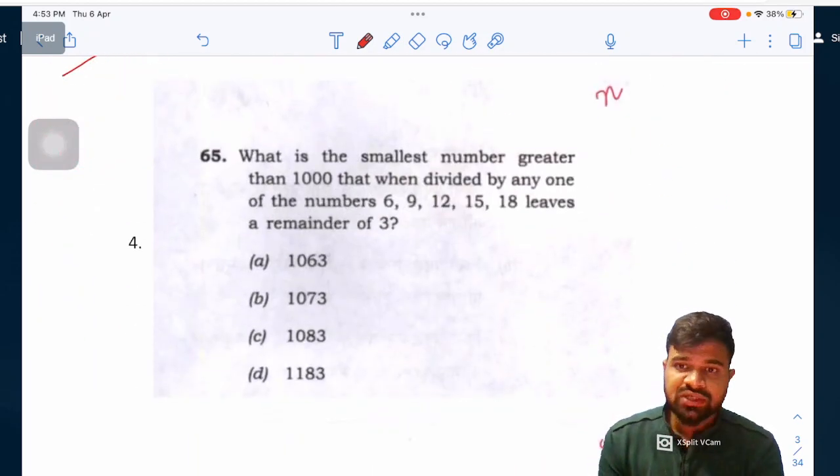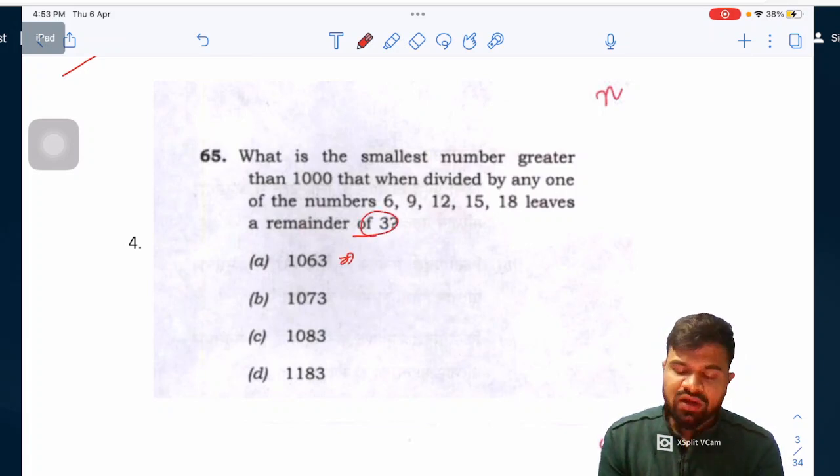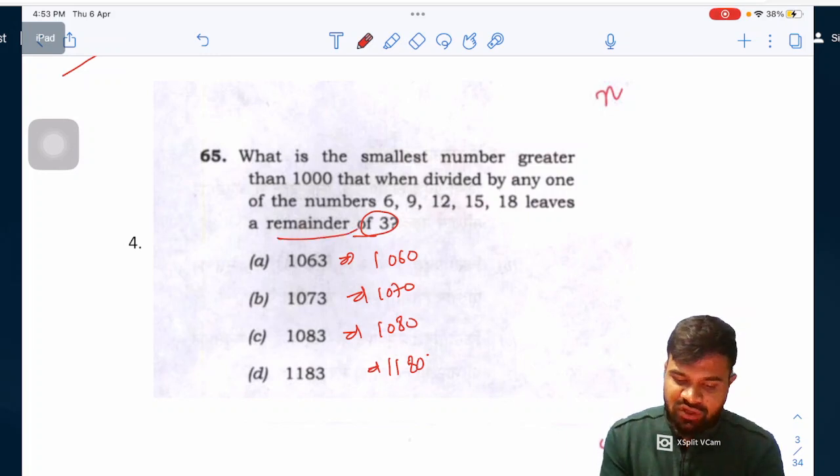Now this question is a repeat from the divisibility questions that we have done. If 1063 is leaving a remainder of 3 for all these numbers, that means 1060 should be divisible, 1070 should be divisible, 1080 should be divisible, and 1180 should be divisible. That is the first line of thought about remainder.